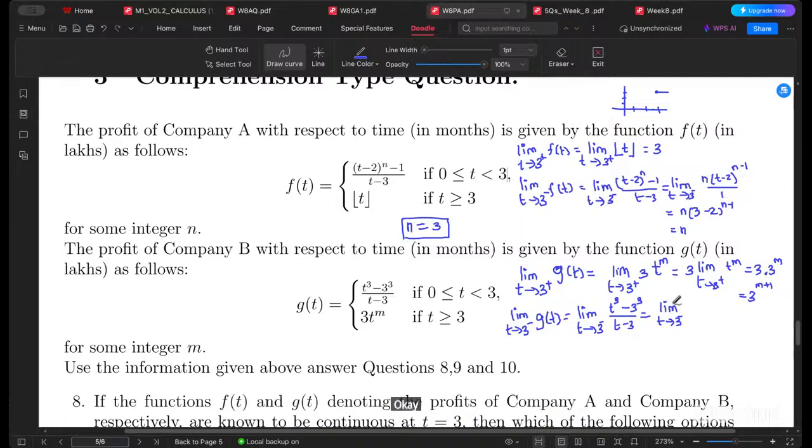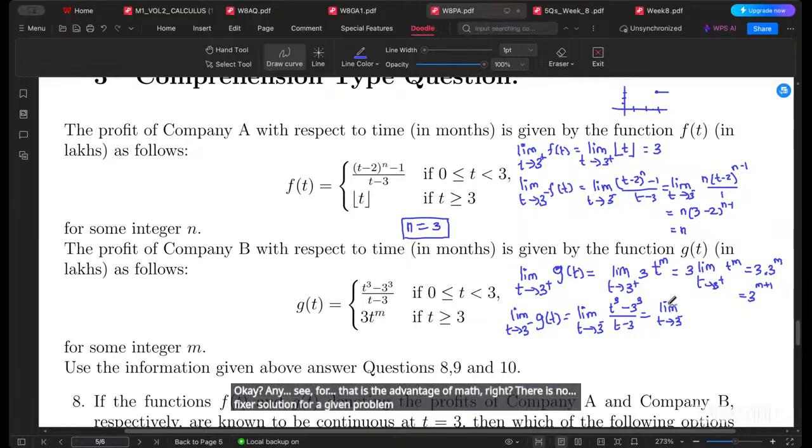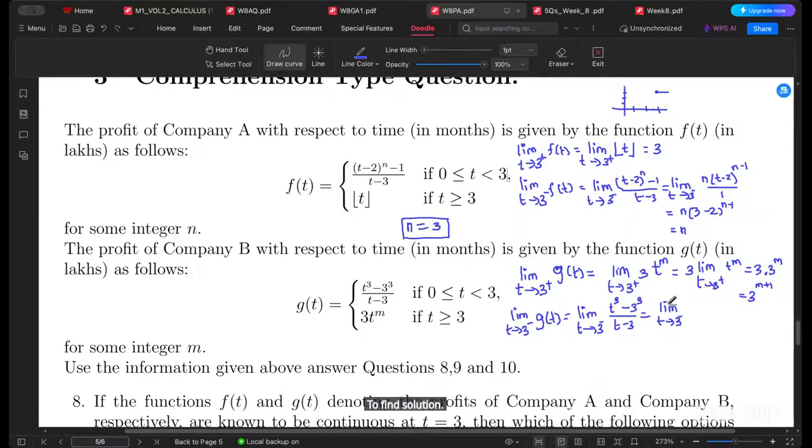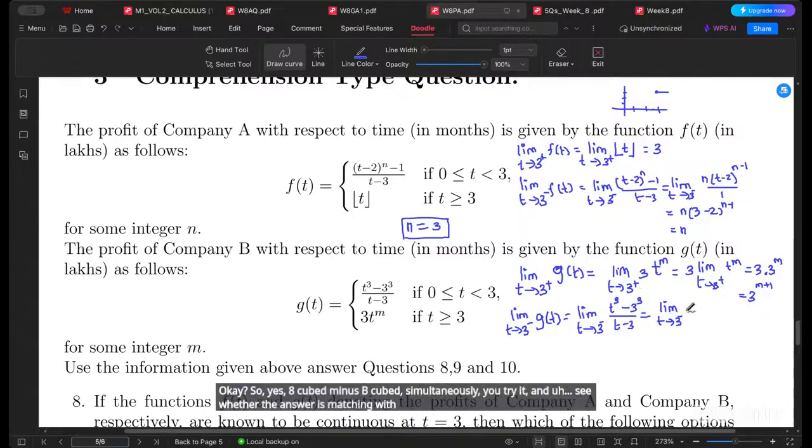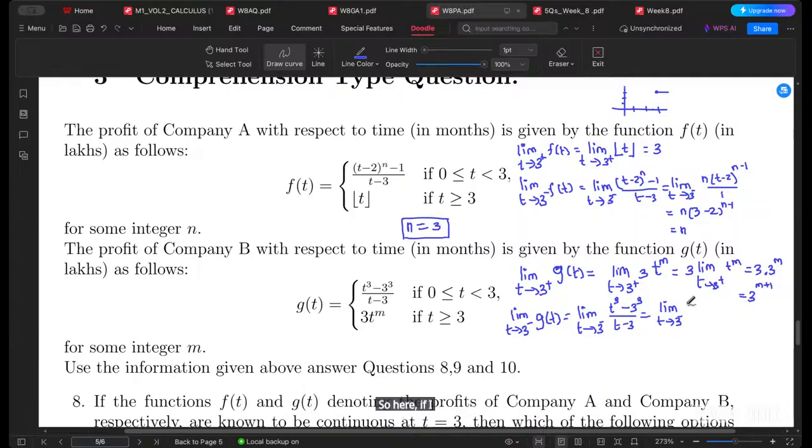See, that is the advantage of math, right? There is no fixed solution for a given problem. You can have several different routes to find the solution. The only objective is that the final solution should be the same. So yes, try a cube minus b cube yourselves and see whether the answer matches mine. So here, if I am applying L'Hopital, it will be 3t square.